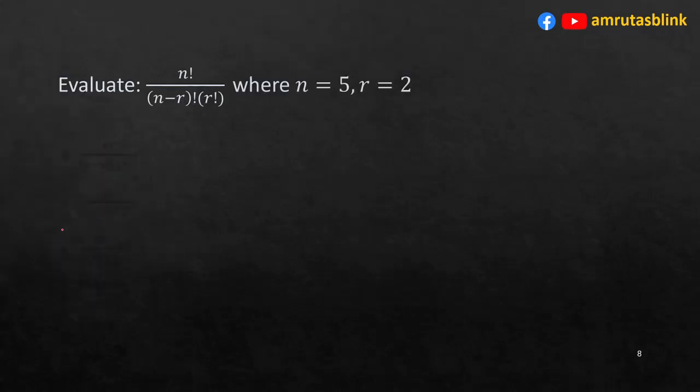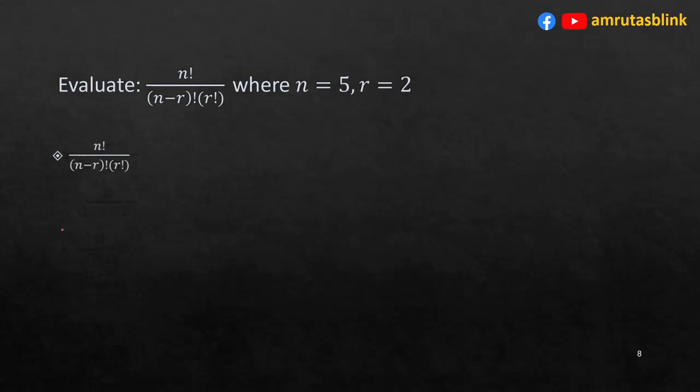We'll move to the next variety of problem. Evaluate n factorial upon n minus r factorial into r factorial, where n is equal to 5 and r is equal to 2. Now here a certain expression is given, that is n factorial upon n minus r factorial into r factorial. Actually this is nothing but the formula for combination, but the combination part we will see later. So as of now we will consider this just as an expression.